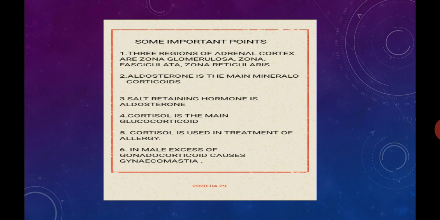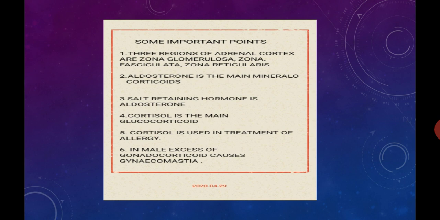Third one, zona reticularis, is the inner and thin region. It secretes a hormone called gonadocorticoids. In a male, excess of this gonadocorticoid causes gynecomastia.